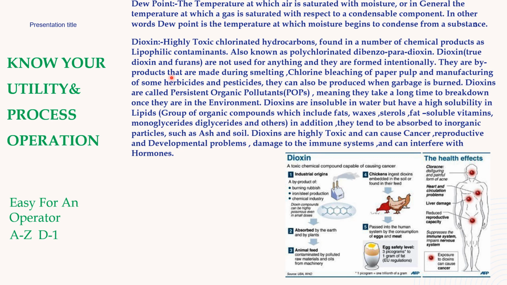So, though it is not used in any places, it is a byproduct, and normally garbage is burned in open places and dioxin is produced wherever they burn this type of materials. So we have to be very careful while handling this type of things. There is no safe level, so we have to be very careful as dioxin is a POP. It will stay in the environment for many years, nearly 9 years.